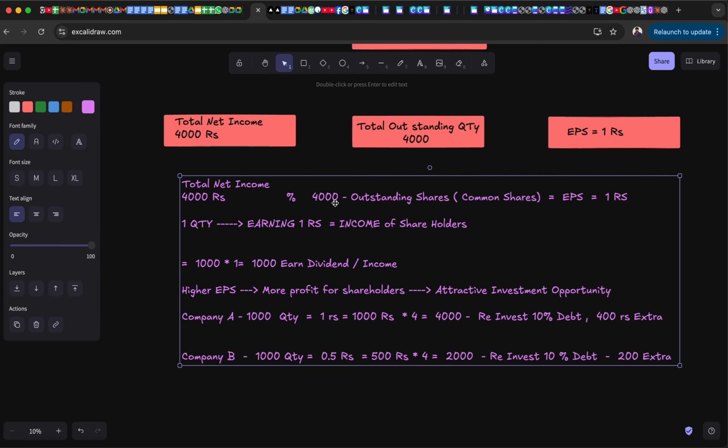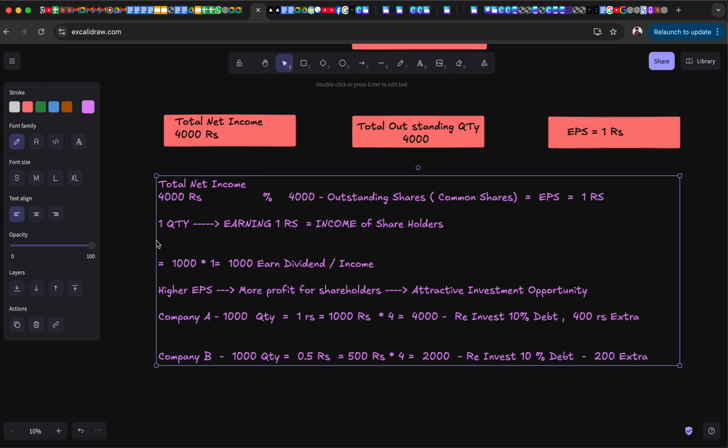But in an interview, you may see questions like: the company ABC earned XYZ amount of profit and the outstanding shares are this and this. So can you please calculate the earning per share for this company? You may see questions like this in your interview.